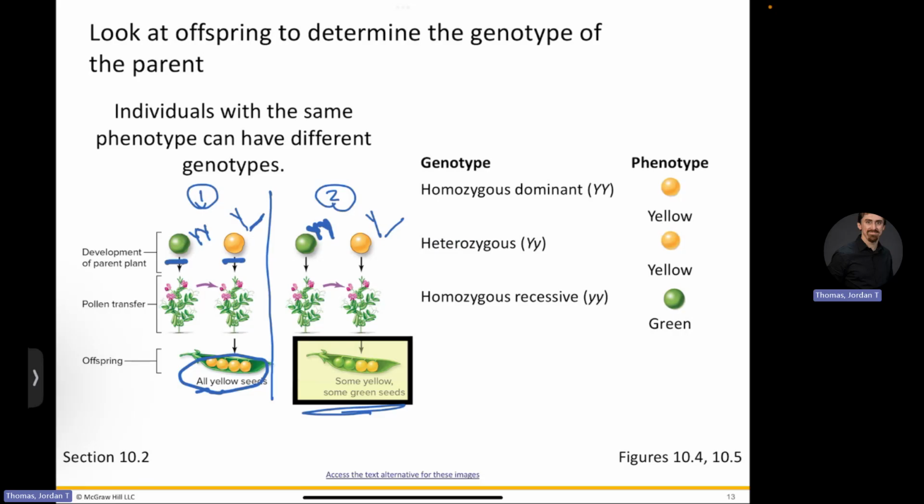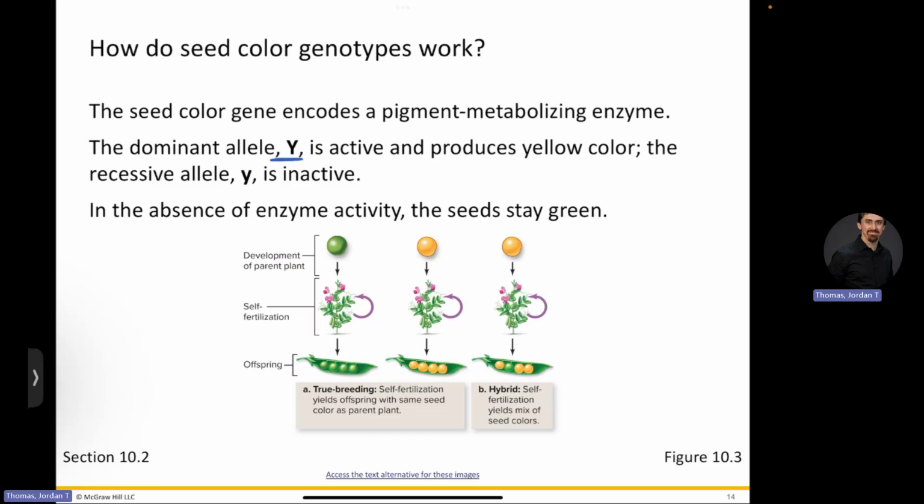How does seed color genotypes work? The seed color gene encodes for a pigment metabolizing enzyme. The dominant allele, which is the big Y, is active and produces yellow color. The recessive allele, the little y, is inactive. In the absence of the enzyme activity, the seed stays green. So in this first example here, we have a little y. We don't have any of that enzyme being produced, so we only get green. But in the other two here, we have big Y something, big Y something. Since it has at least one dominant allele, we get that working enzyme that produces the yellow color, so we get the yellow phenotype.